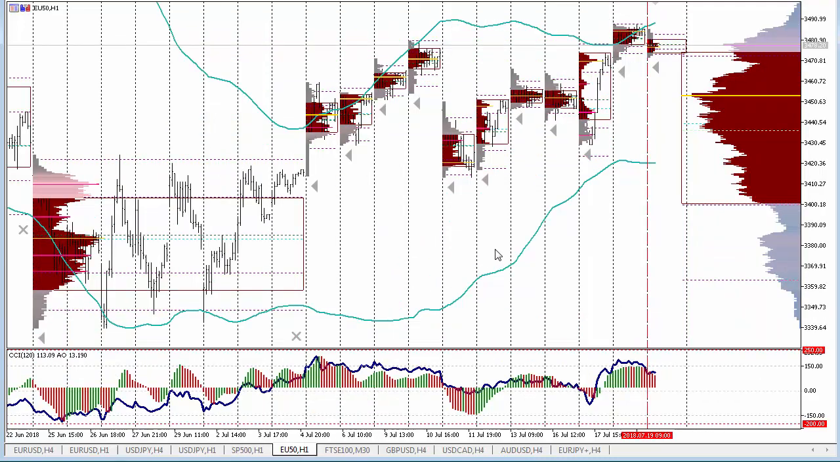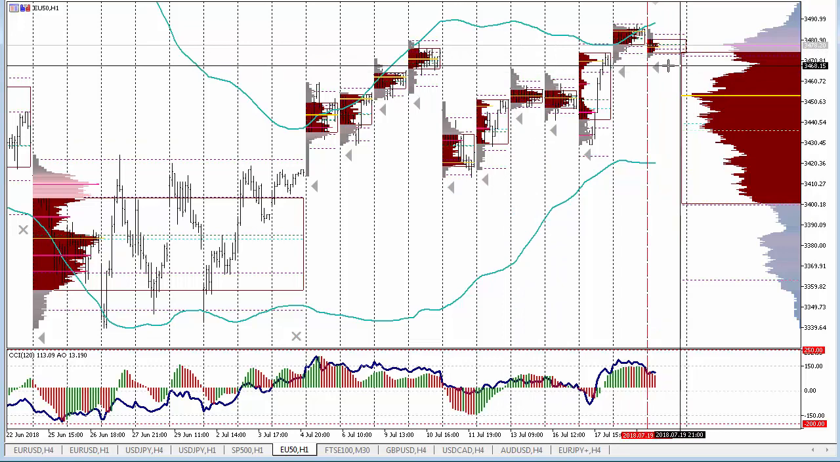Look at the Euro stocks. It is not a sell yet. It is consolidating right on top of the value area high. It is at the top of the range. If we break and if we are accepted below 3,475, that's the signal for me.